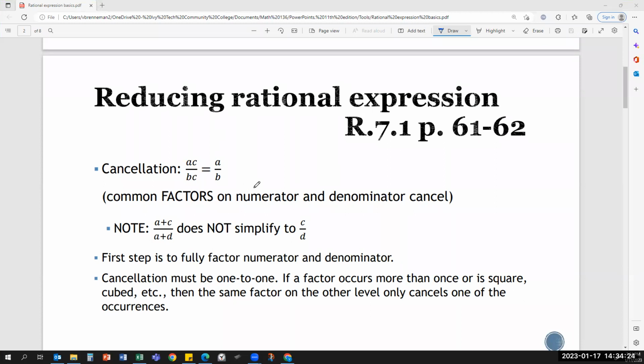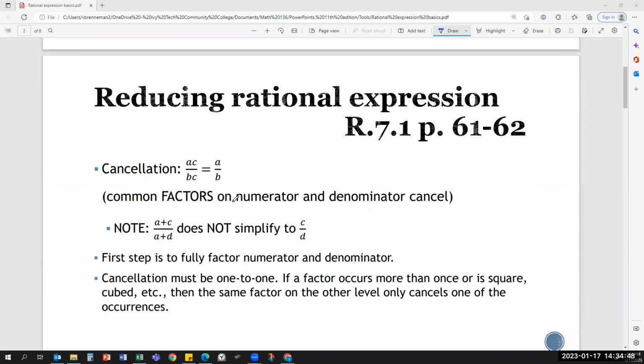Cancellation: AC over BC equals A over B. Factors that appear on both the numerator and denominator cancel. This is factors, not terms. So in A plus C over A plus D, you can't cancel out the A on the top and the bottom. It has to be things that are being multiplied together and that appear on the top and on the bottom.